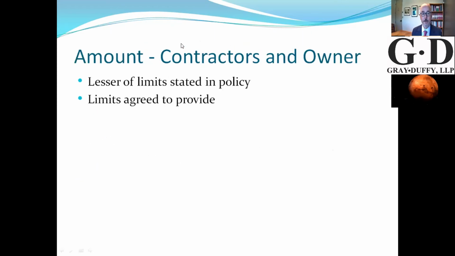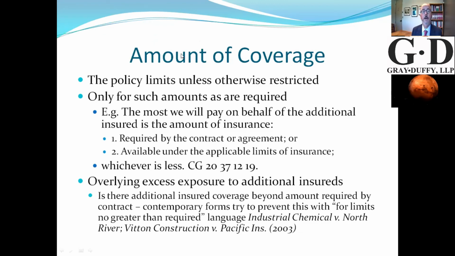Then we have issues about amount of coverage. Normally it's limited to the amount of the policy, unless we have some other language in there, but now we have language in there, probably since about 2013. For example, this comes from the 2037-1219 for ISO additional insured endorsement. It says the most we will pay on behalf of the additional insured is the amount of insurance required by the contractor agreement or available under the applicable limit of insurance, whichever is less.